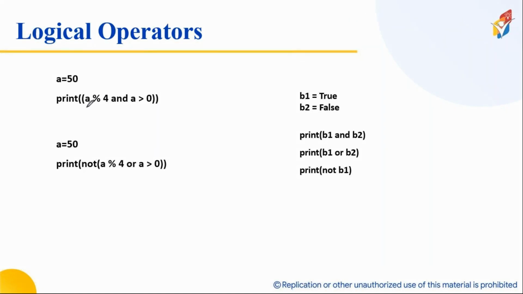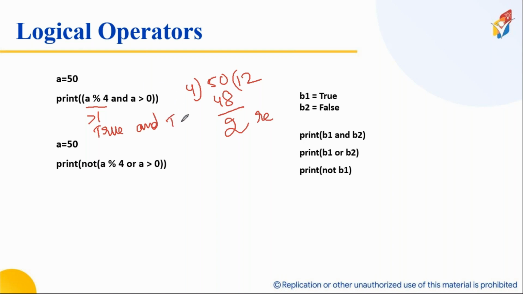Now, look here. 50 mod 4: 50 divided by 4, 12 times 4 is 48, the remainder is 2. Because I'm using mod, I should get the remainder. 2 means true, anything greater than 0 will be true. This will be true, and 50 is greater than 0, this is also true. True and true, the answer is true. Clear? For this, the answer is true. Everyone will say okay.